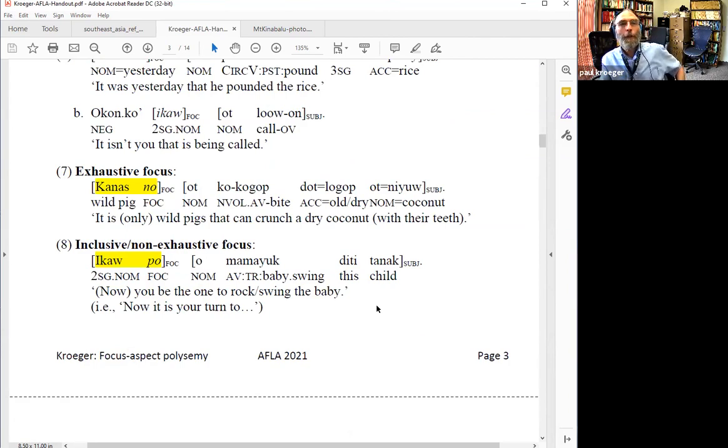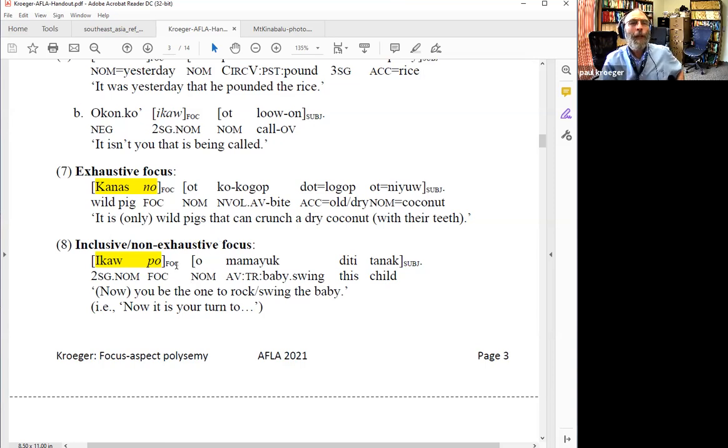The first one is the exhaustive focus. It's wild pigs, no, that can crunch open a dry coconut with their teeth. That means it's wild pigs and only wild pigs. By the way, this is kanas here, a bare noun functioning as a name for the species, so it's a natural kind term. It doesn't need the determiner, to count in a sense like a proper name.